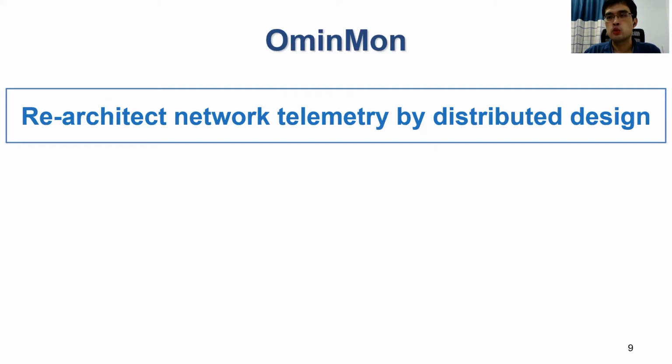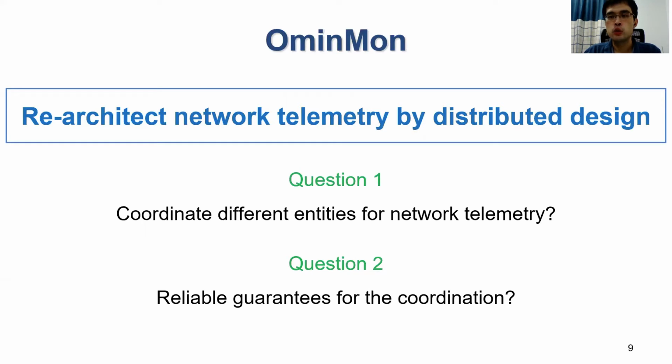Our key idea is to redesign the underlying architecture of flow monitoring from a perspective of distributed systems. In particular, we consider the following two questions about the architecture. The first question is how to distribute network telemetry across different entities and coordinate these entities. And second, as in common distributed systems, we need to deal with some unreliable issues, such as inconsistency and message loss. This is necessary to guarantee our telemetry architecture works correctly.